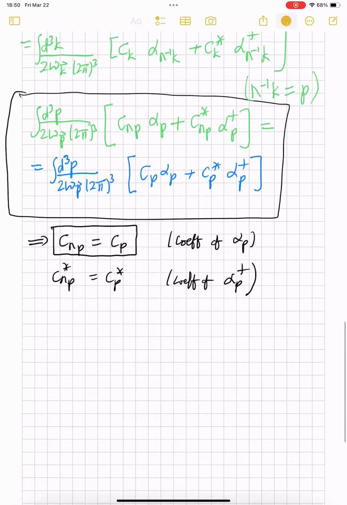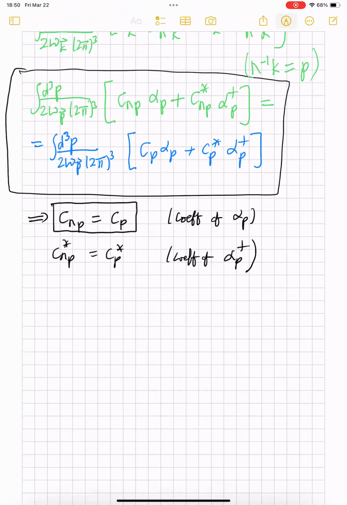Now, what does that mean? Well, actually, if you have any momentum, you can get to any other momentum by doing a Lorentz transformation. So a Lorentz transformation allows you to get any P from a given K. So by doing a Lorentz transformation, you can get to any momentum from a first given momentum.